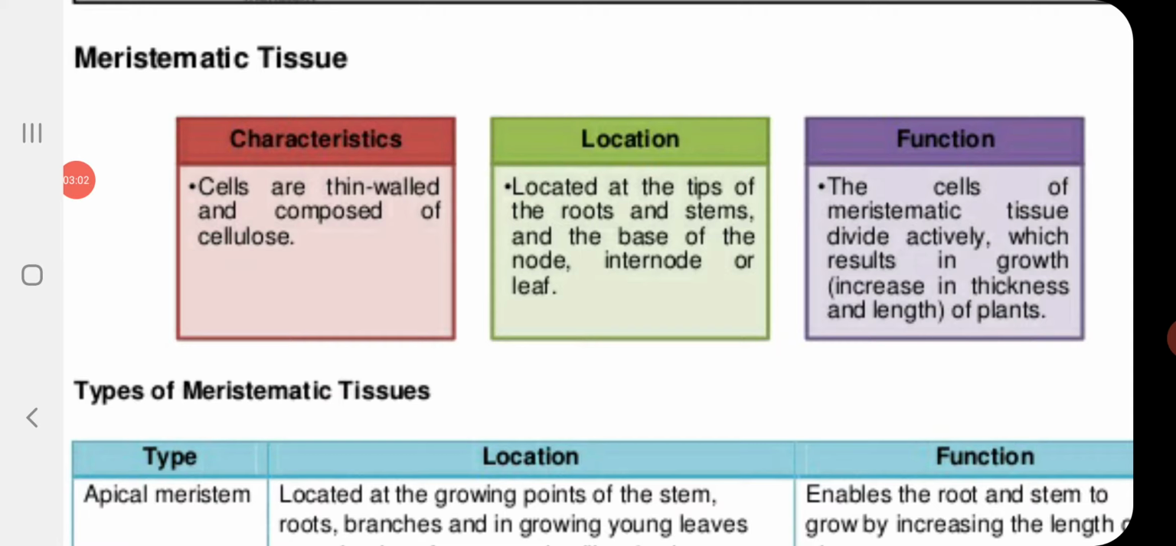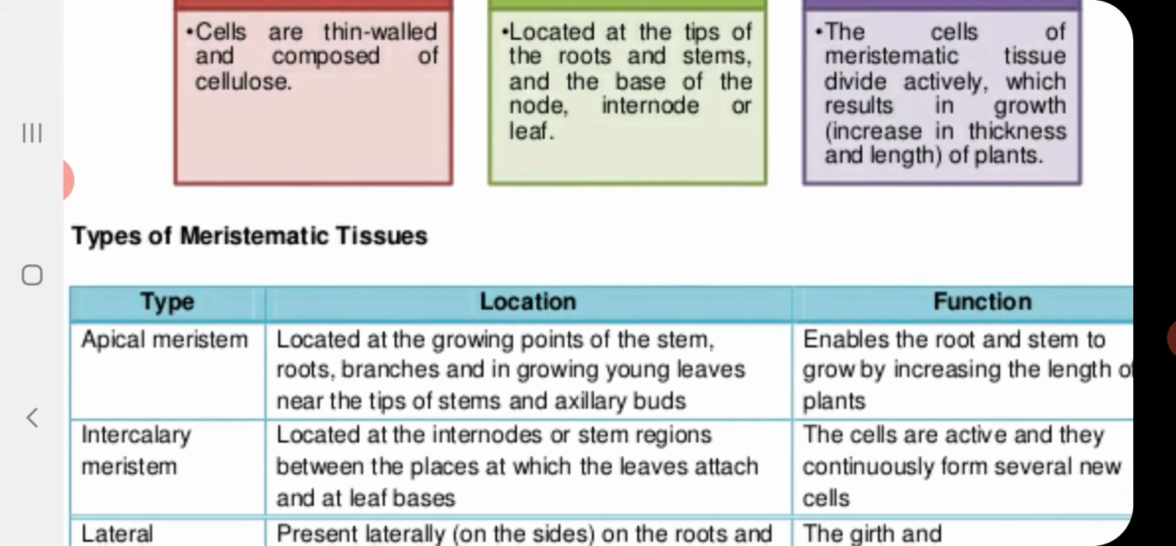Now let us study the characteristics, location and function of meristematic tissues. The cells are thin walled and composed of cellulose. They are located at the tips of roots and stems, and at the base of the nodes, internodes and leaf. The cells of meristematic tissue divide actively, which results in growth of the plant.